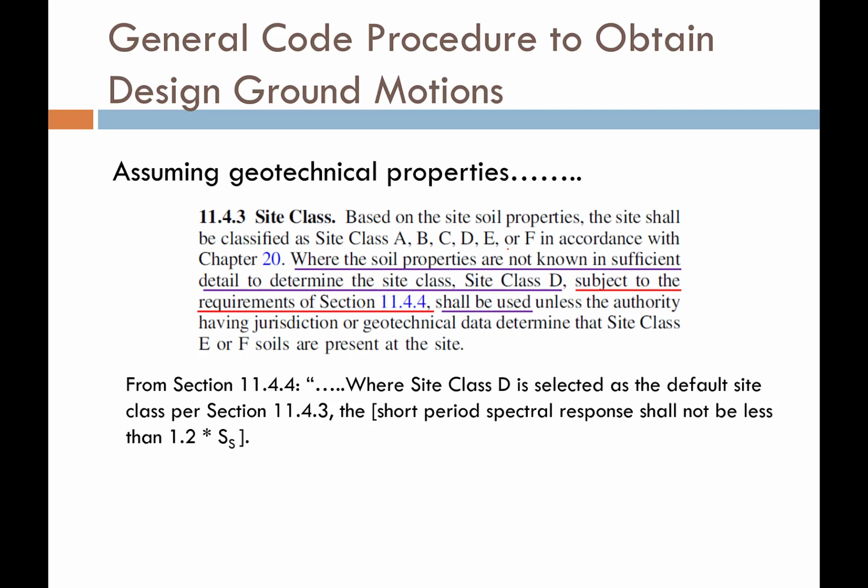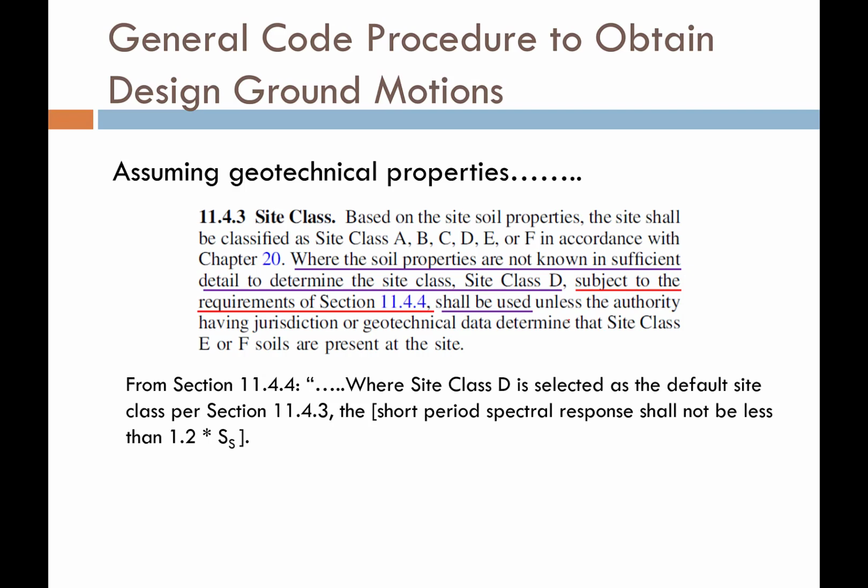Where the soil properties are not known in sufficient detail to determine the site class, aka no geotechnical engineer actually was hired or looked into the soil to define it properly, site class D may be used. But here's what was added in red. It must be subject to the requirements of section 11.4.4, which means you can't just get a free lunch anymore. You can't just assign a site class D and run with it.